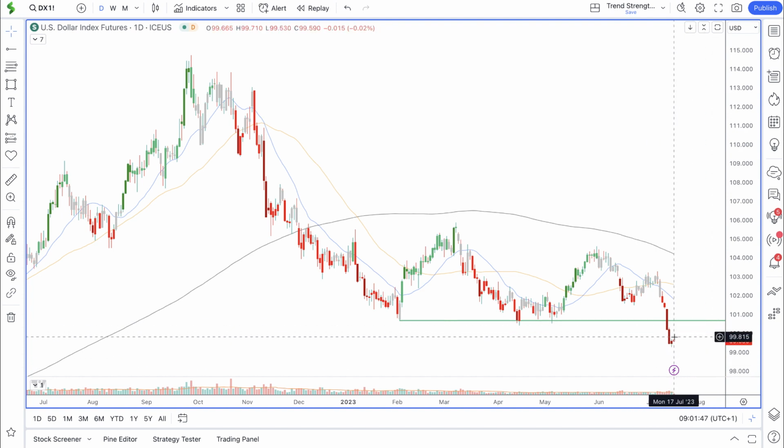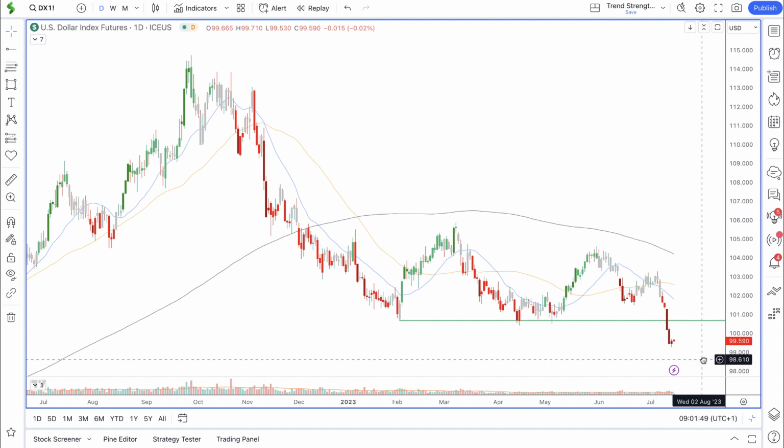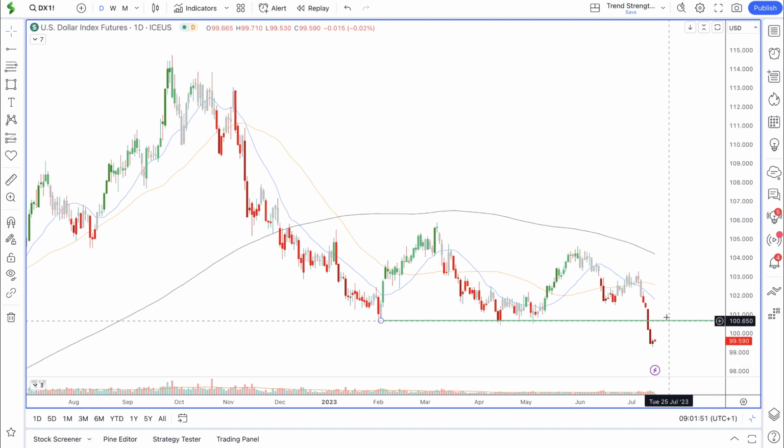If we continue to see a pattern of lower lows and lower highs, then we're in store for further weakness. But if we see a move above $100 and a move above this resistance level, then that will be early indication of a potential continuation to the upside. So definitely want to keep an eye on the dollar index over the next few weeks.